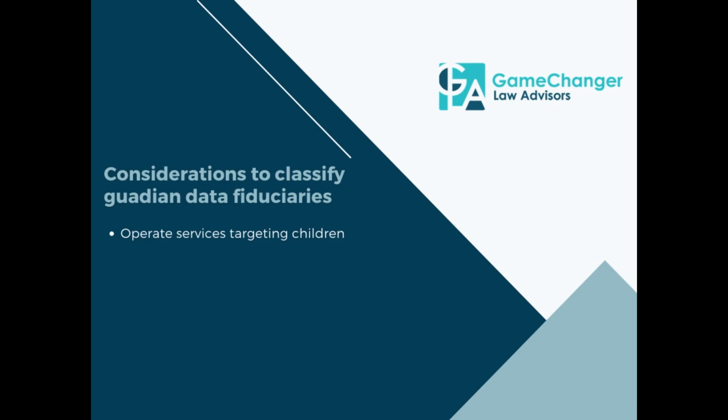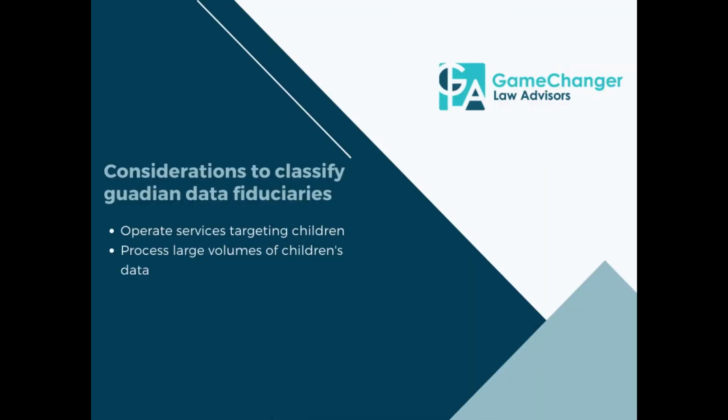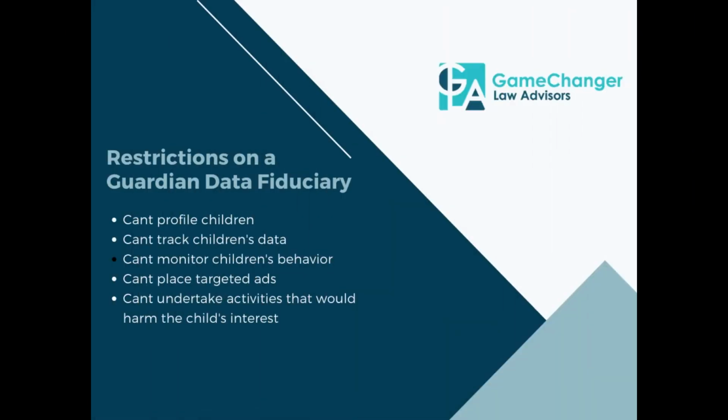Now the Data Protection Authority will actually classify these entities taking into consideration entities that A, operate commercial websites directed at children, or B, process large volumes of personal data of children. Such entities have been termed as guardian data fiduciaries. Under the PDP bill, a guardian data fiduciary has been barred from profiling children, tracking children's data, monitoring the behavior of children, placing targeted ads at children, and undertaking any other activity that can significantly harm the interests of the child.